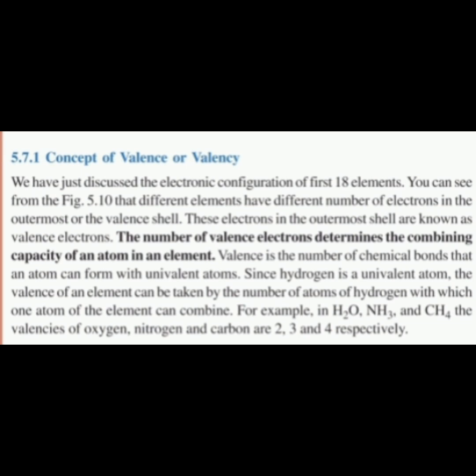So in figure 5.10 you can find that different elements have different numbers of electrons in the outermost shell, which is called the valence shell. The electrons in the outermost shell are known as valence electrons. So the shell is called the valence shell, and the electrons in the outermost shell are called valence electrons.